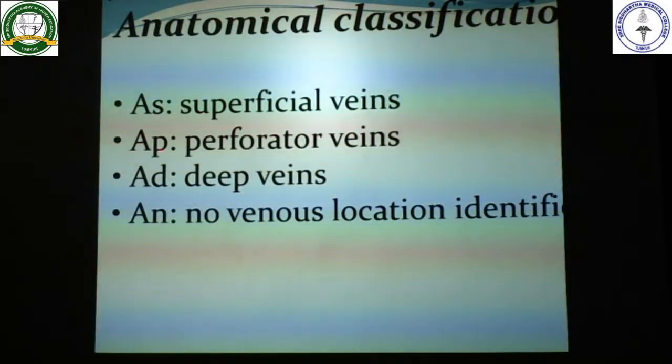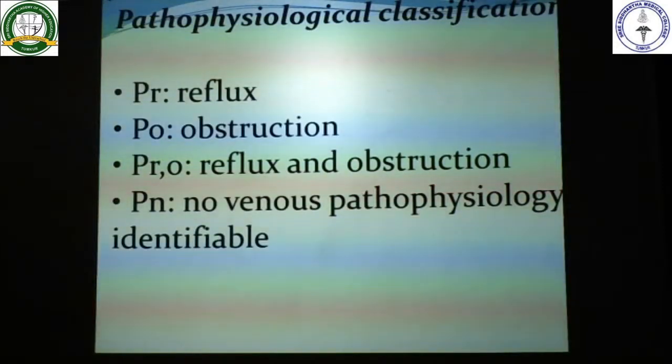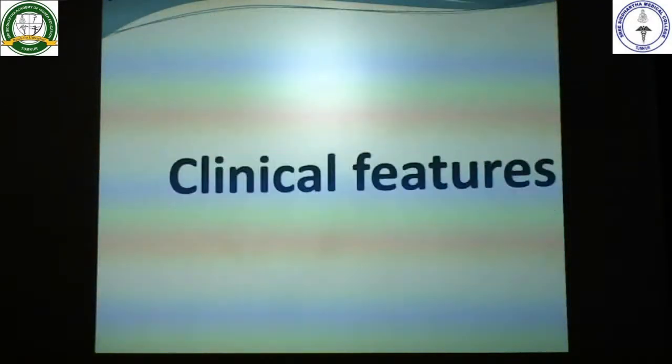Then one more classification is the anatomical classification. A implies anatomical. Here S means superficial veins, P means perforator veins, D means deep veins, and N means no venous location identified. Then the last one in CEAP is P. P implies pathophysiological classification. PR means reflux, PO means obstruction, PR,O means both reflux and obstruction, and N means no venous pathophysiology identified.